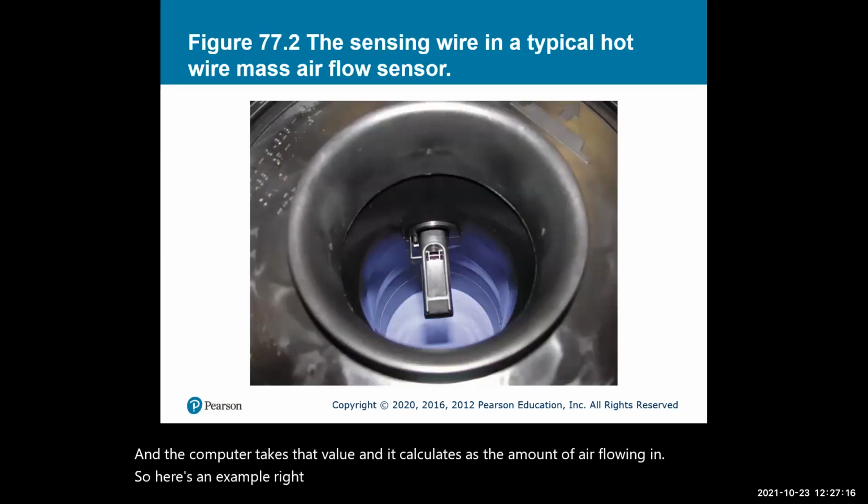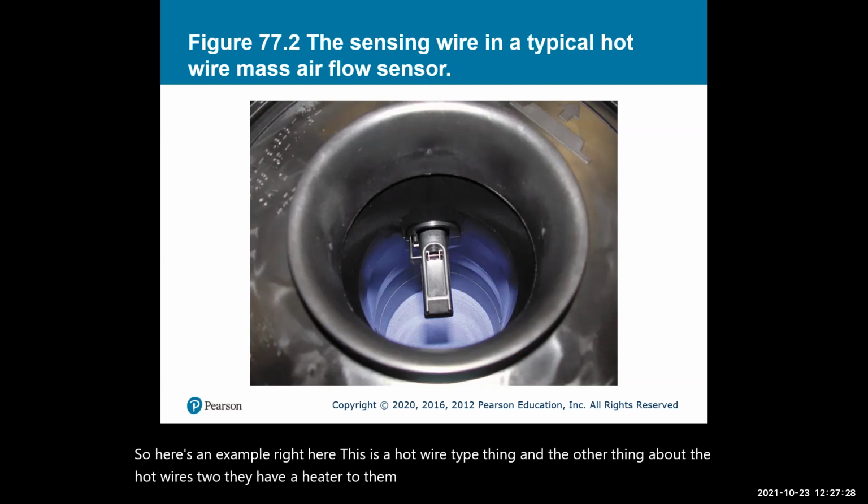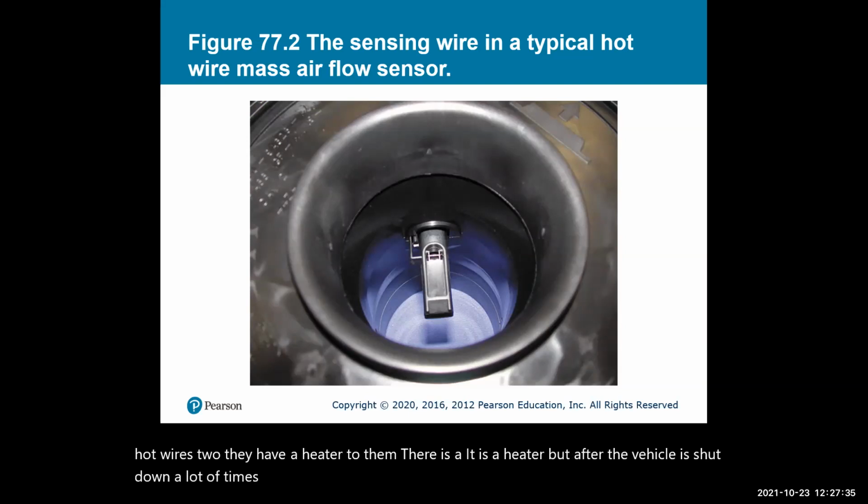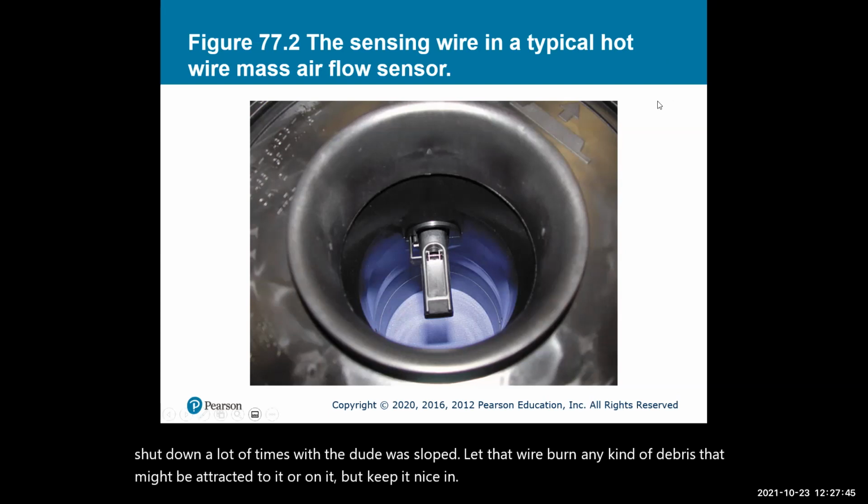This is a hot wire type sensor, and the other thing about the hot wires is that they have a heater. After the vehicle is shut down, a lot of times they'll let that wire burn off any kind of debris that might be attracted to it or on it, to keep it nice and as clean as possible.